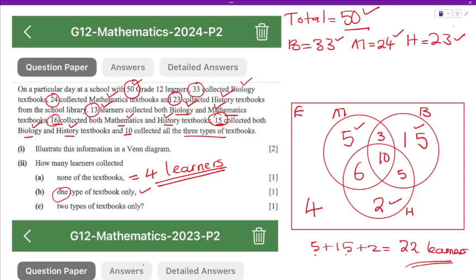And you are done. Last one, 2 types of textbooks only. Now this is the answer I wanted to get. So 3, 6 and 5. So 3 plus 6 plus 5. That gives you 5 plus 6 is 11 plus 3, 14 learners.